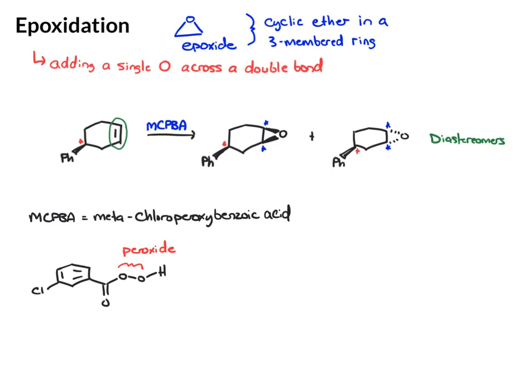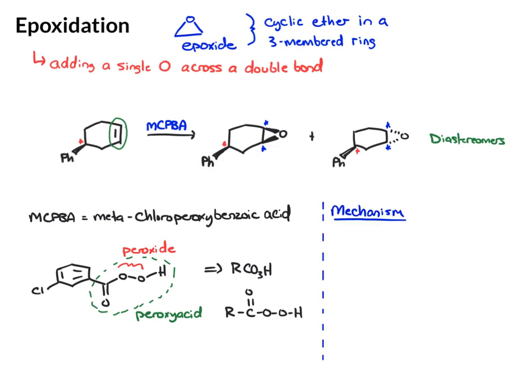And this whole group here, where we have the 2 oxygens bonded to this carbonyl, this is a peroxy acid. And it's really the peroxy acid group that's doing the epoxidation. So you may even see a reagent like this written as RCO3H, and that stands for the peroxy acid. Like that.